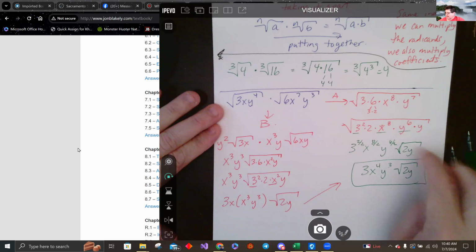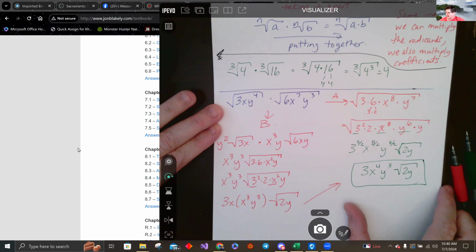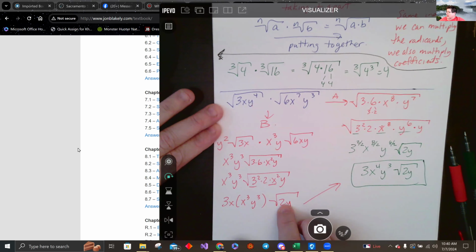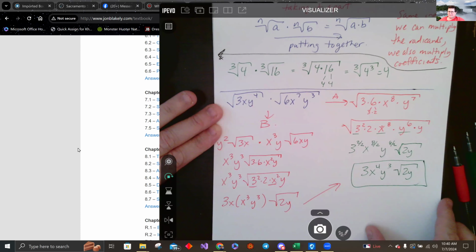I personally think, I don't know, option A is a little bit easier. Here, I feel like I'm simplifying once and then I'm simplifying again. Here, I'm just putting them together, then simplifying. So I feel like I'm not simplifying as many times. Okay.